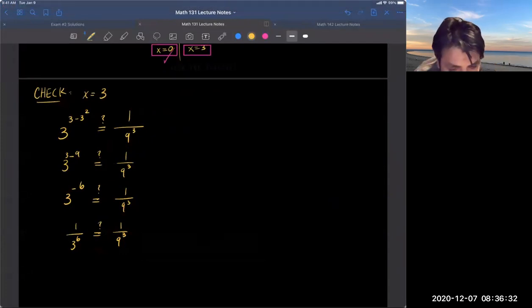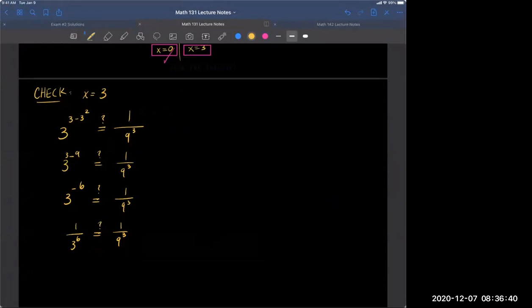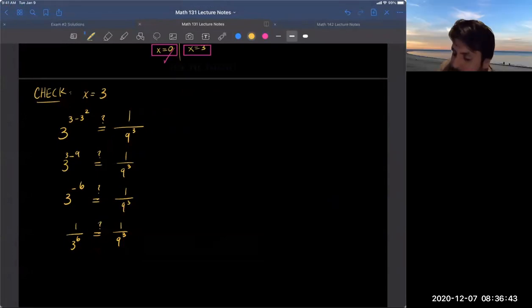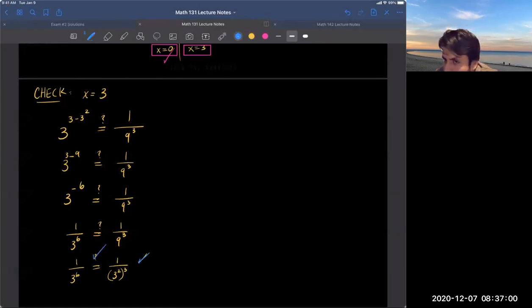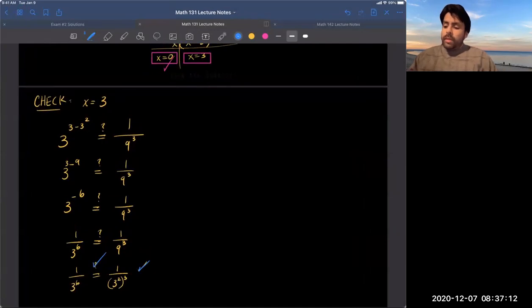Can anyone tell me? Is this true? 1 over 3 to the 6 is equal to 1 over 9 cubed? I mean, we can check it with our calculators, or we can notice that 9 can be rewritten as 3 squared, cubed, which is indeed 1 over 3 to the 6. So this is true. So this is good. Okay. So that's exponential functions and how we can solve exponential equations.